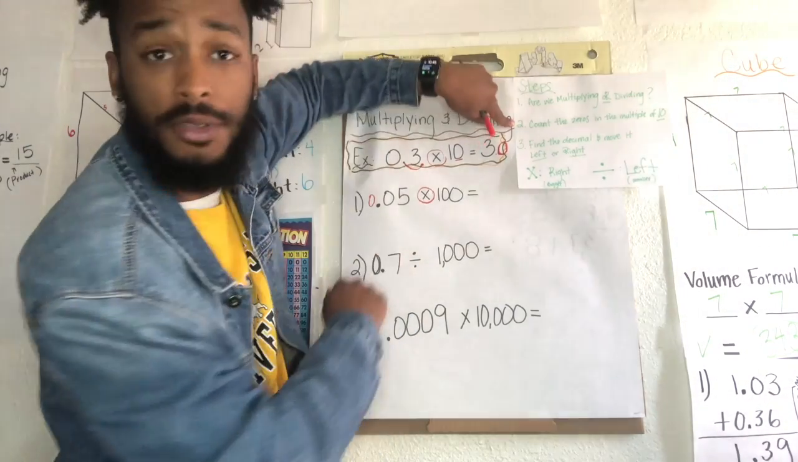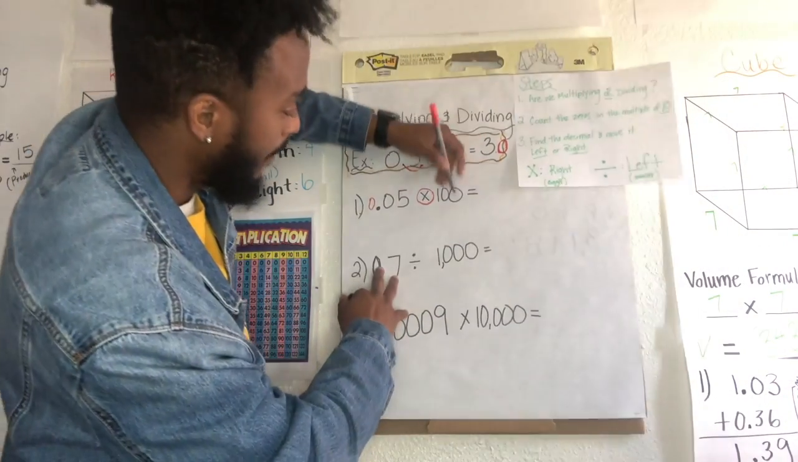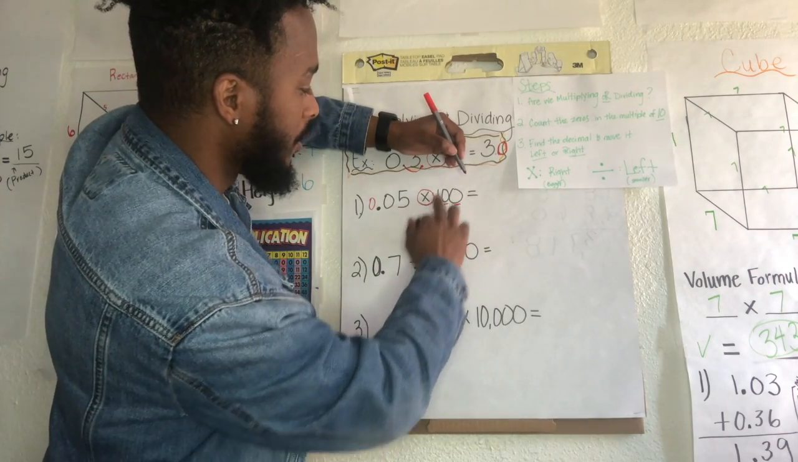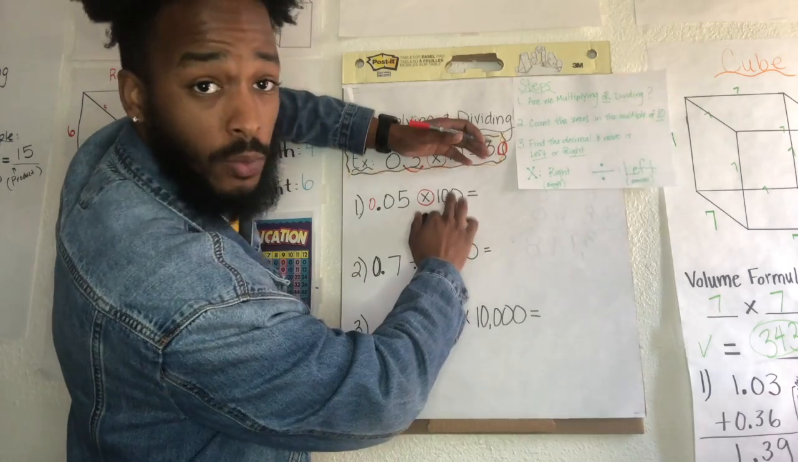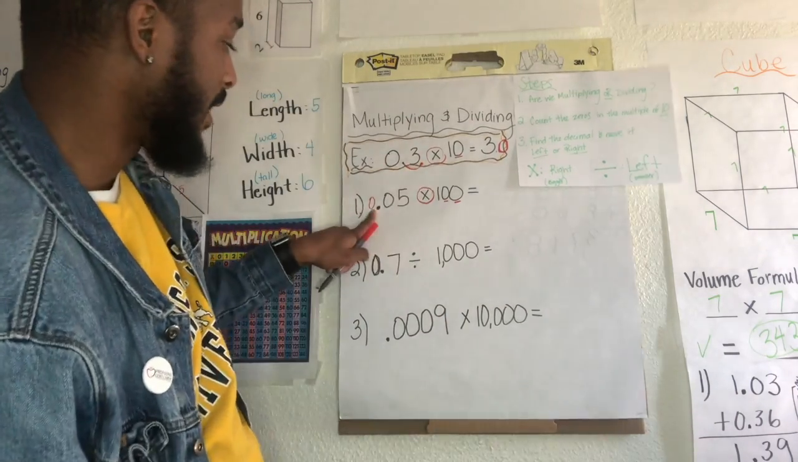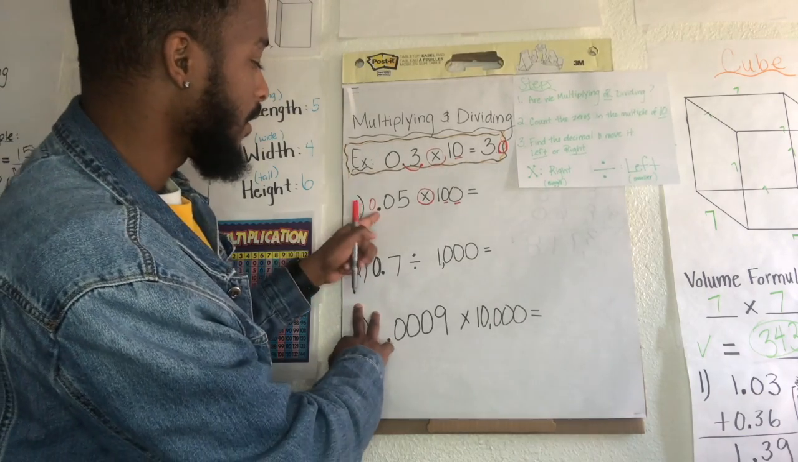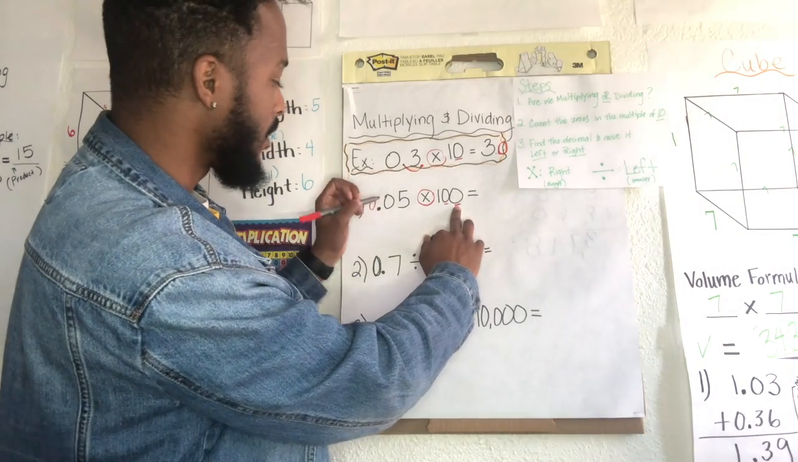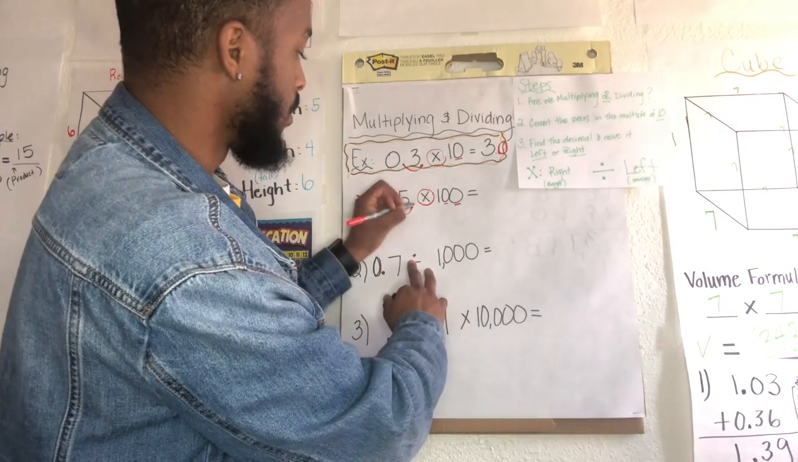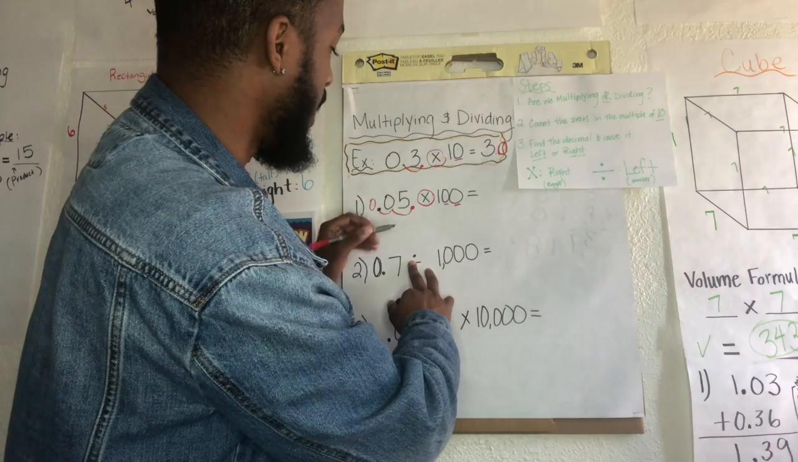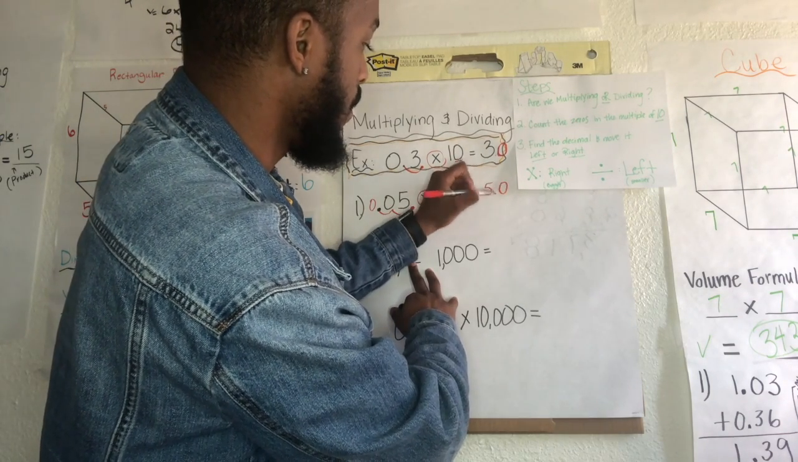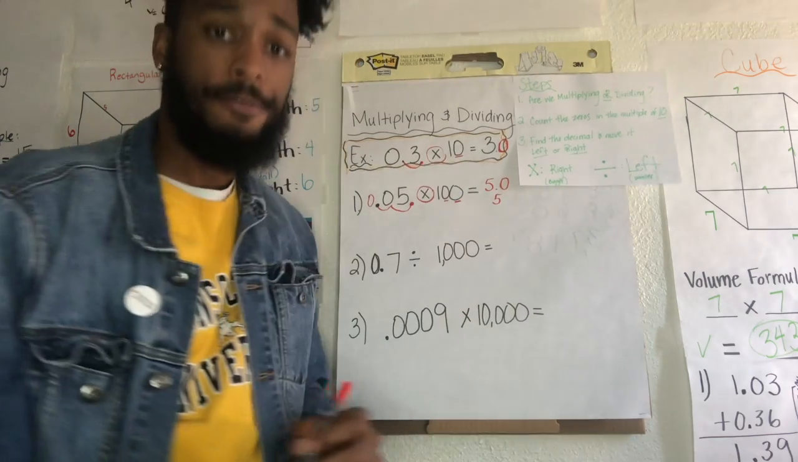Step 2, count the zeros in the multiple of 10. I'm going to count 1, 2. There's 2 zeros in my multiple of 10. The multiple of 10 is 100. I counted my 2 zeros. Step 3, find the decimal. My decimal is here. I counted 2 zeros, so I'm going to move it over 1, 2. So now I move my decimal place there, and my new answer becomes 5.0, which is equal to 5.